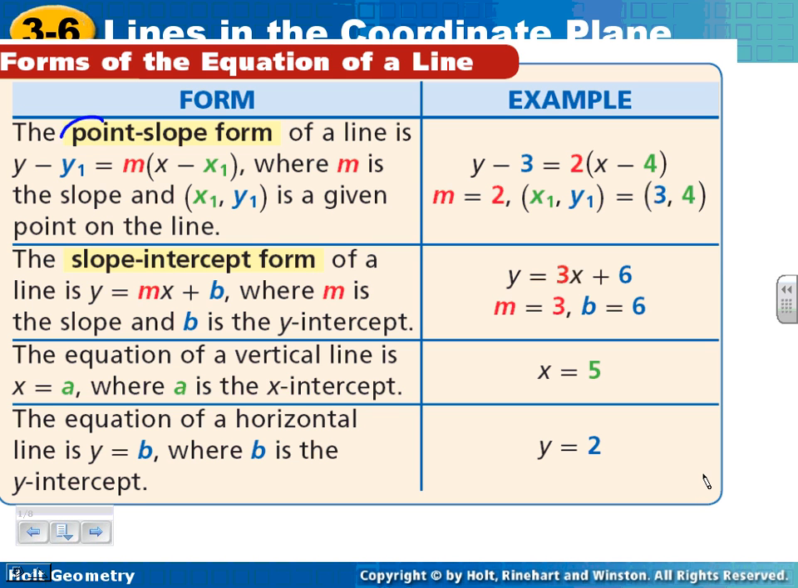Please remember point slope form, which is this one right here. y minus y1 equals m times x minus x1.